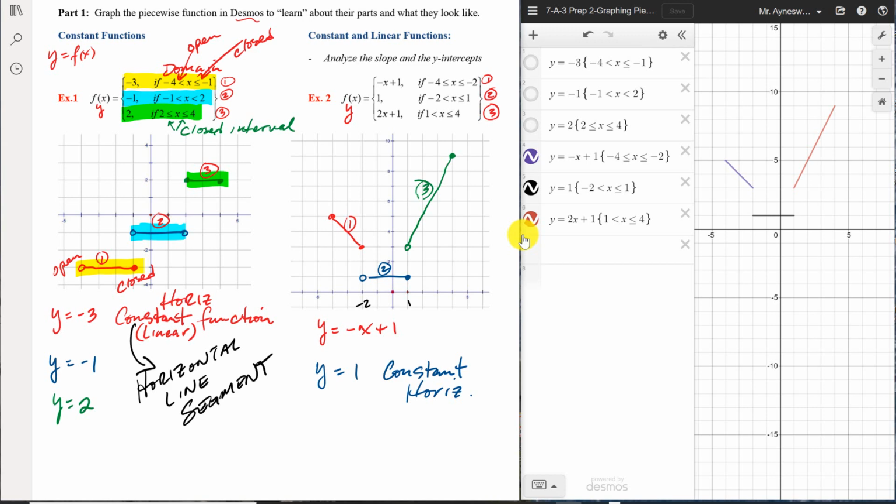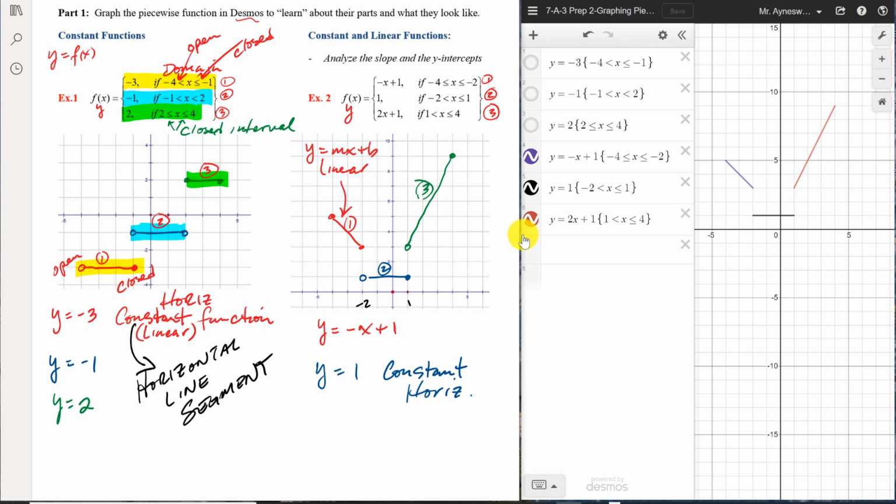Okay, so let's start off with the first piece. The first thing I know is that these are linear functions because they're lines. That's the first thing I recognize. If I didn't know what the function was, and I was just looking at the graph, I'd say, okay, piece number 1 is a line segment, so it's linear. And all linear functions can be written as y equals mx plus b. So what you want to do is use your Algebra 1 skills.